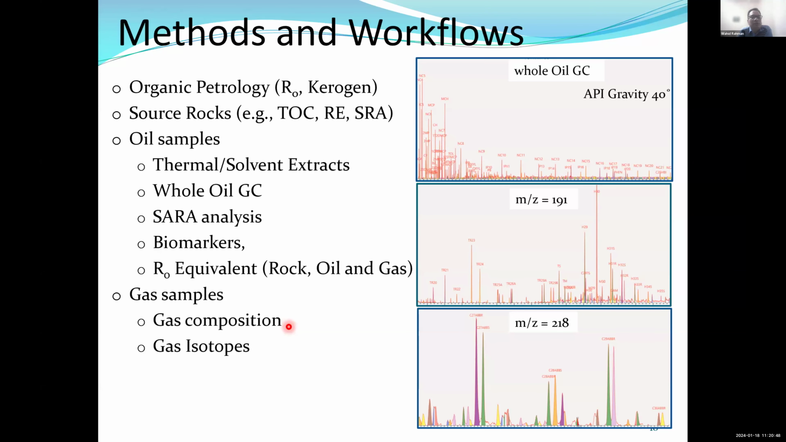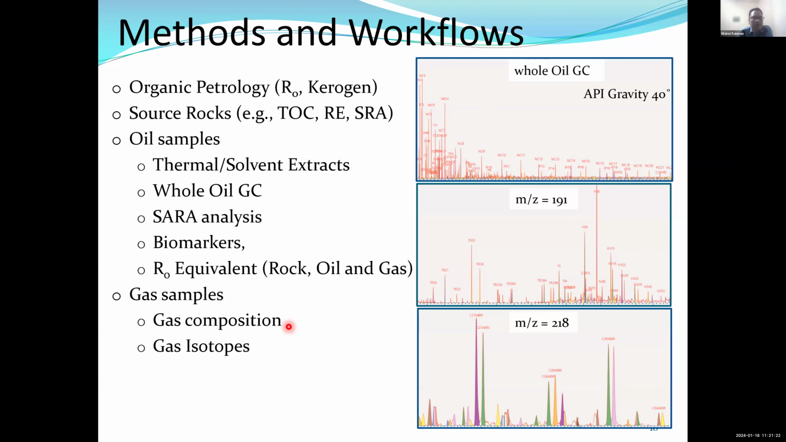So the methods and workflows are very similar here. We use some organic petrology work, taking the rocks, getting the kerogen out, doing the thermal maturity equivalence, and doing the kerogen assessments, looking at the source rocks. The first one is visual, the second one is instrumental. So you get the TOC, Rock-Eval pyrolysis, or source rock analyzer, whatever you call it. I have a HAWK analyzer in my shop. We do the same way, and then oil.